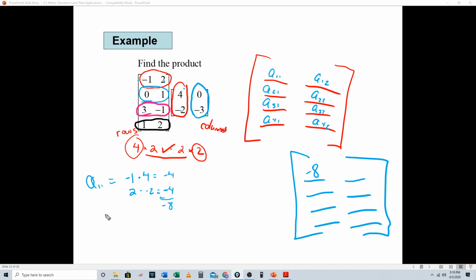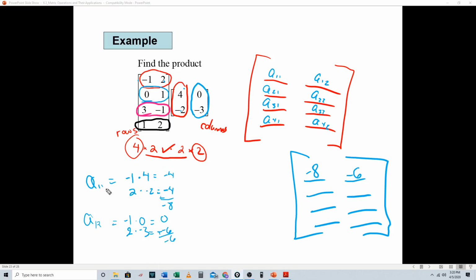Right. Then we need a 2,1. So I'll do a 1,2. We'll do one row at a time. So it's going to be still first row times second column. So first row, -1, 0 times 0, -3. First number in the row times first number in the column, second number in the row times second number in the column, times negative 3. That's going to give you 0 plus a negative 6, which is negative 6.